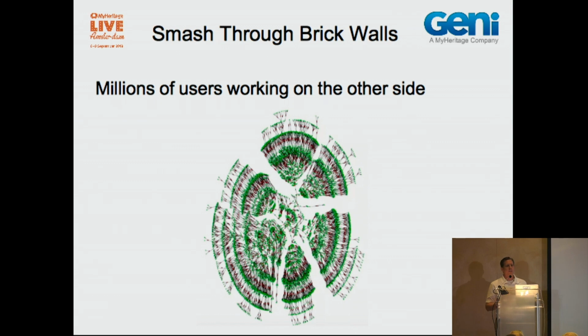So one of the huge advantages of doing this in a collaborative tree is that you have millions of users working on not just the other side of your brick walls, but all sides of everything. So this picture was a visualization that the MyHeritage Chief Science Officer did. This was only 6,000 individuals from the Geni World Family Tree. So imagine if I could give you a diagram of what 135 million interconnected profiles would look like. It's astounding, the size of the family tree on Geni.